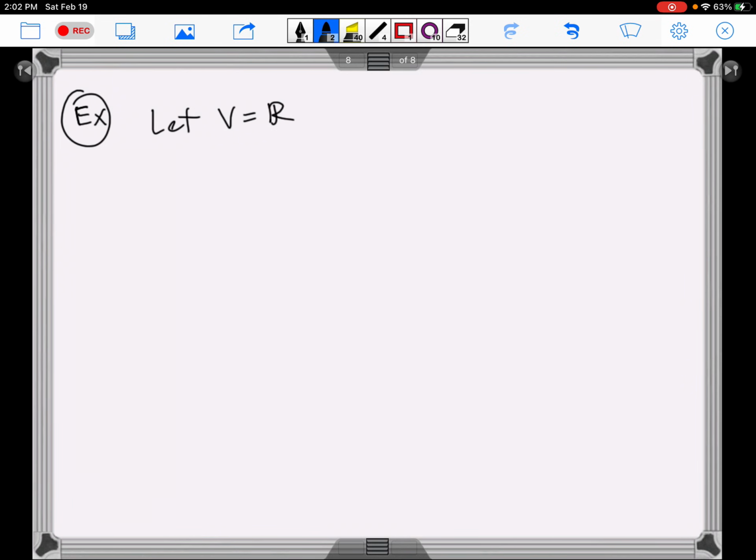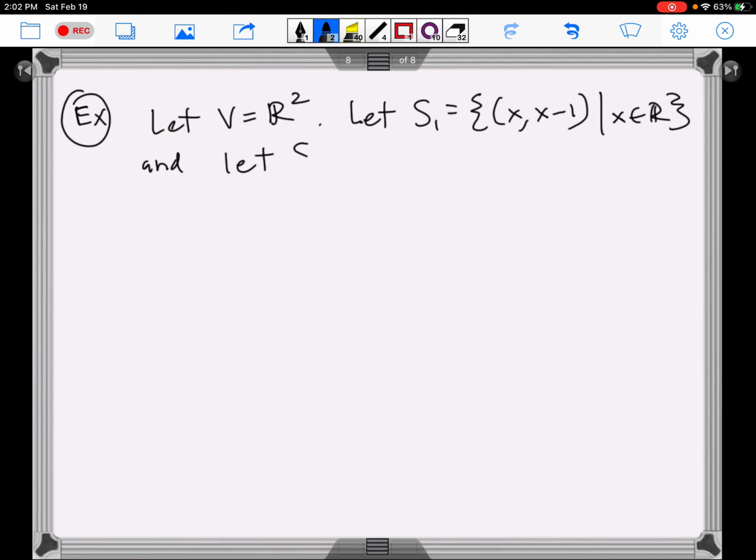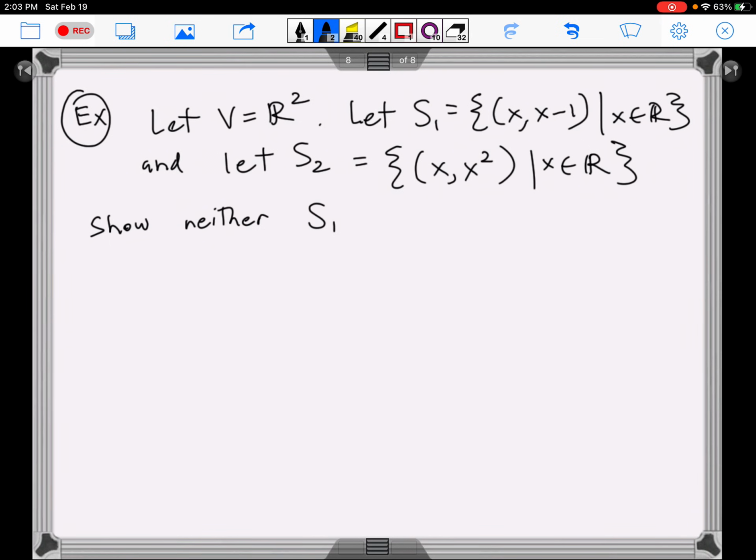Let's take R2. Let S1 equal the set of all x, x minus 1 such that x is a real number, and let S2 be the set of all vectors of the form x, x squared such that x is a real number. Show that neither S1 nor S2 is a subspace of V.